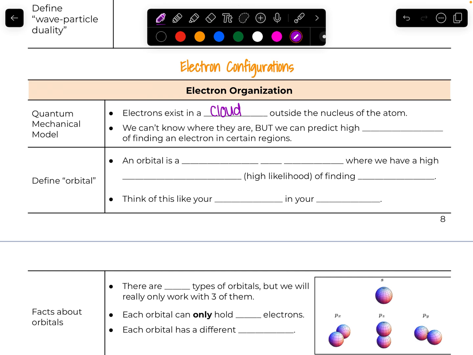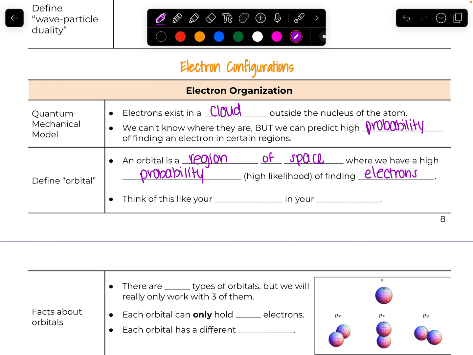We learned from the quantum mechanical model that we can't actually know where an electron is for sure going to be, right? But we can predict a high probability of finding those electrons in certain regions, and those certain regions are called orbitals. So an orbital is a region of space. And I'm talking about a physical region, like it actually exists, right? It's a region of space where we have a high probability of finding electrons.